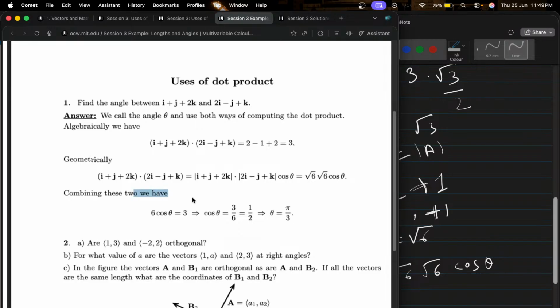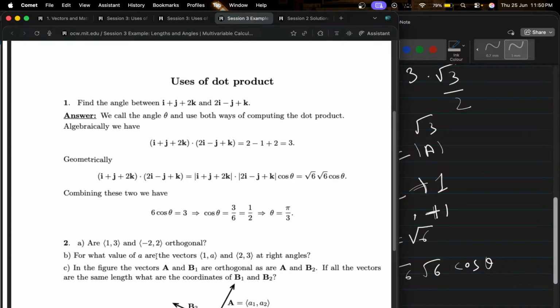So combining these two, we have 6 cos theta equals 3. So cos theta will be 3 by 6, 1 by 2. Okay, so we got 3 from here, and root 6 into root 6 equals 6. So 6 cos theta equals 3, so cos theta will be 1 by 2. So 1 by 2 means pi by 3.